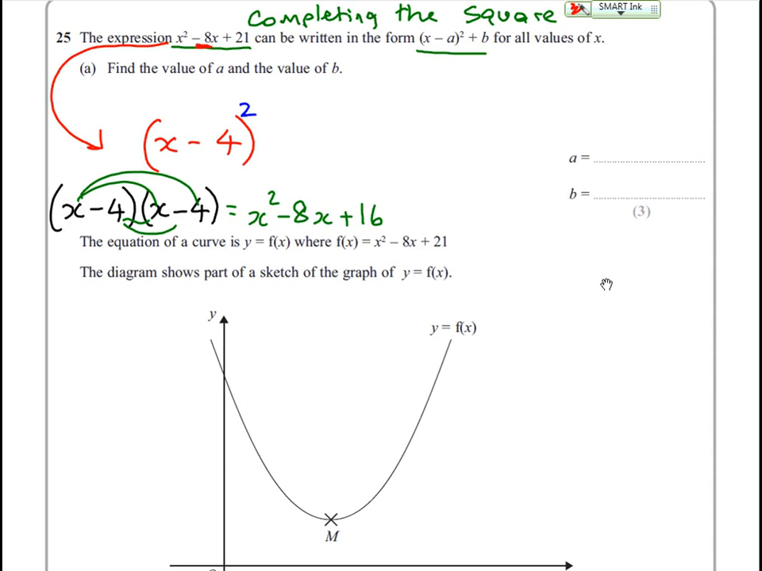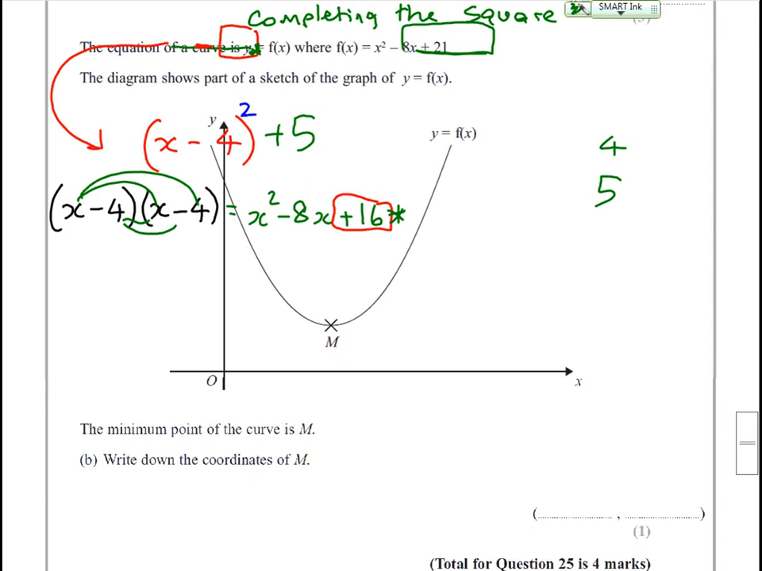So we don't want plus 16. We want plus 21. So we're going to have to do a little cheat and think, we're on 16, we want to be on 21, we have to add on 5. So that means if we compare it to this, spot the difference, A is 4, B is 5 for 3 marks. Okay, right.